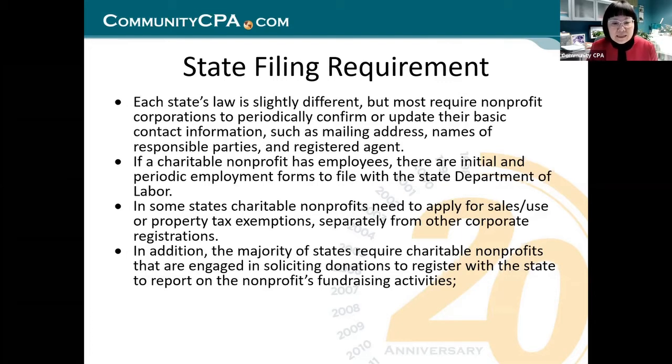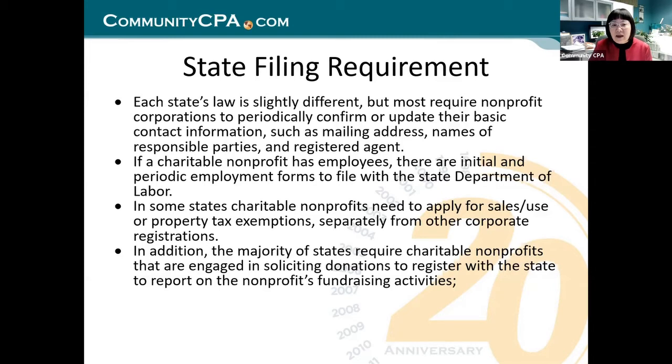And the majority of states require the entity to register with the state and to report on nonprofit fundraising activities. So, you know, those are requirements of each state. To find out what kind of requirements a nonprofit has, the Secretary of State website of each state will list that for you.